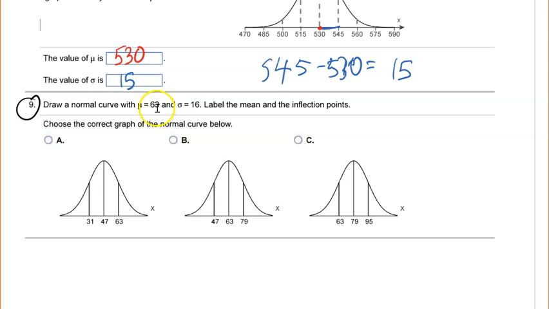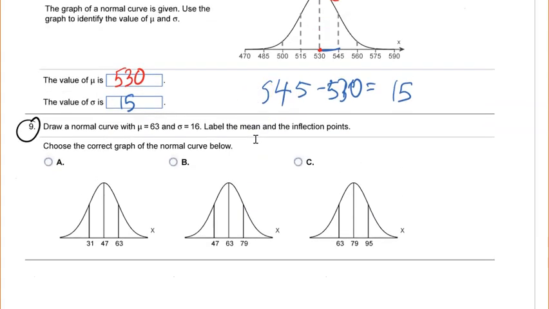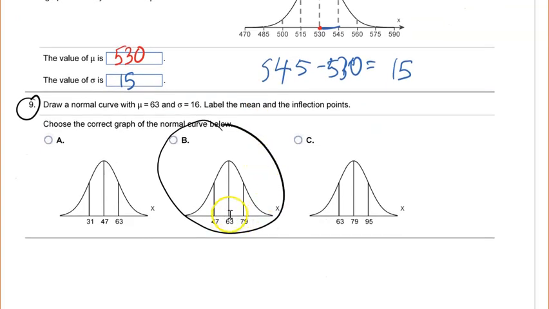Draw the normal curve with mu equals 63 and sigma equals 16. They already drew it for you; you select the right answer. Obviously the answer is B, because the mean is 63 and sigma is 16. If you add 16 to 63, you get 79. If you subtract 16 from 63, you get 47. That is called a normal curve, and 79 and 47 are the inflection points.